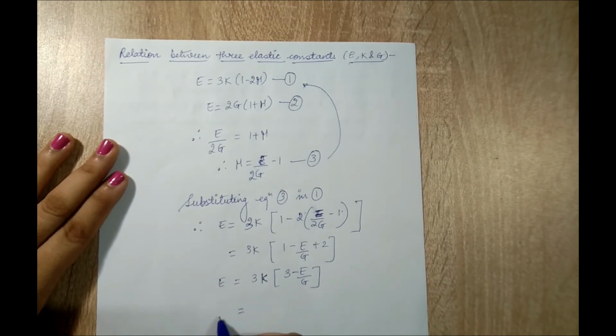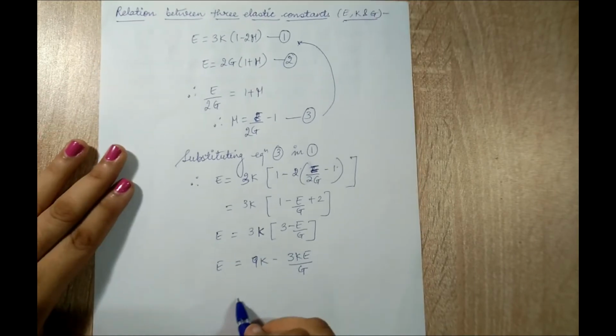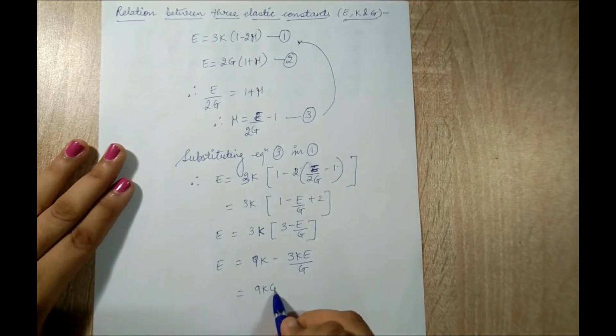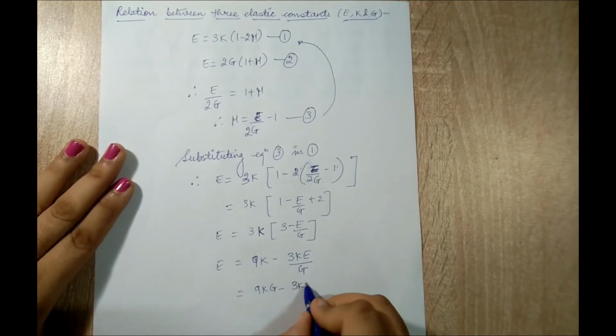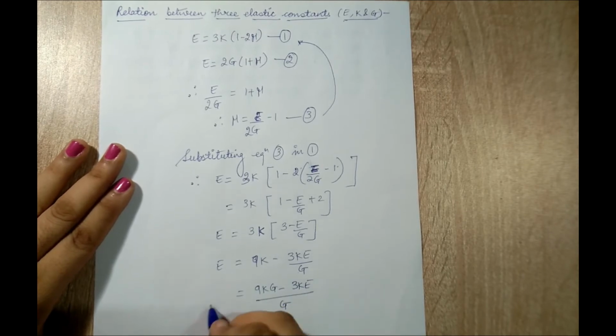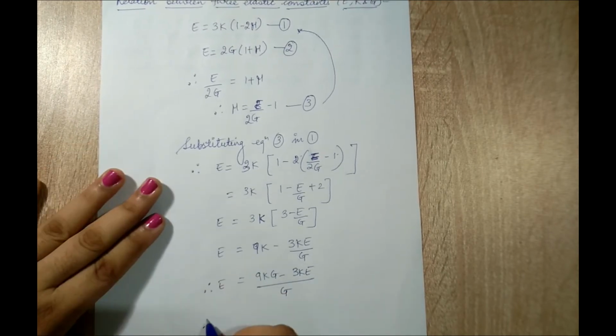This is E. So E is equal to, this becomes 9K minus 3K E upon G. When I take G as a common LCM, I'll get (9KG minus 3KE) upon G is E. So therefore, when I cross multiply, EG is equal to 9KG minus 3KE.